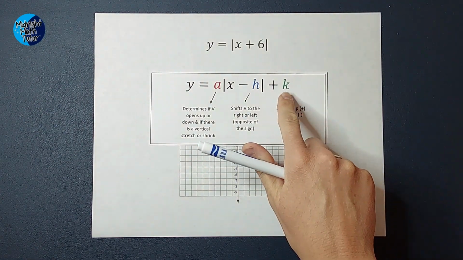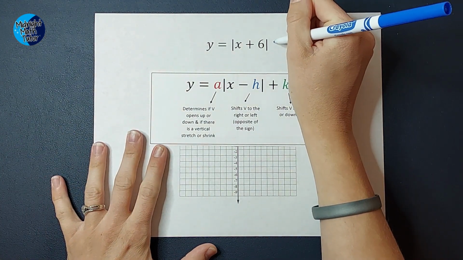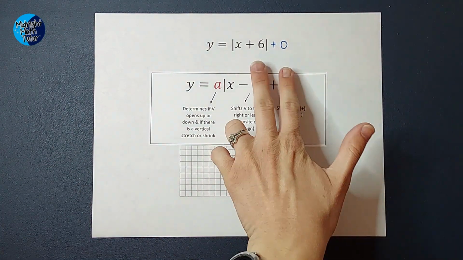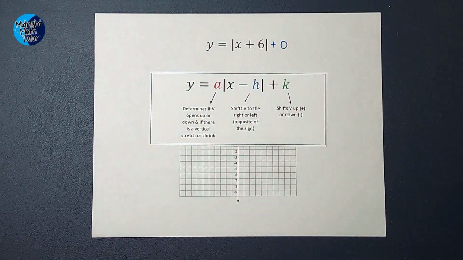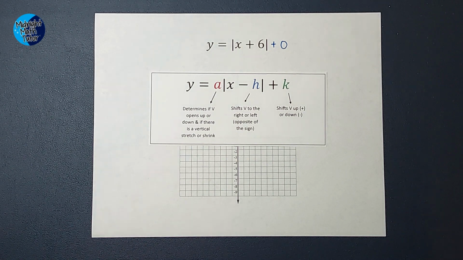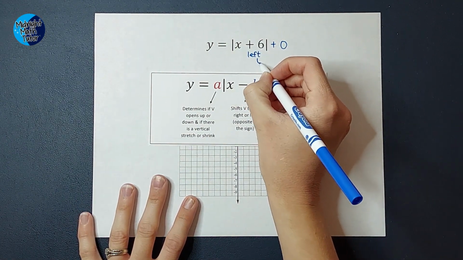Now, we also don't have a K on the back. We could think of it as +0 if that helps you out. So these two numbers here tell me how my graph shifts to the right or left and up or down. This +6 here tells me left or right shift, and you actually do the opposite of the sign. So when you see +6, you might think right 6, but we do the opposite of the sign, so we're actually going to go to the left 6.